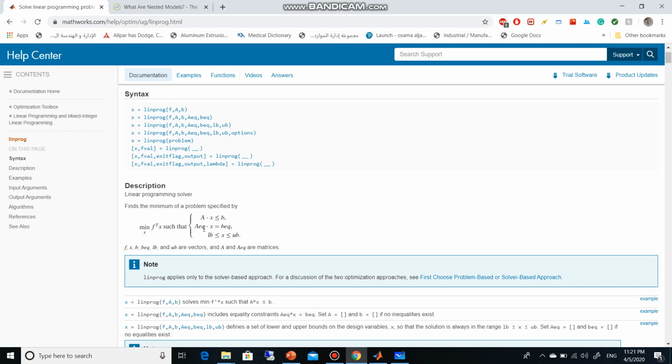Likewise, if you have equalities, they are put in another array, so you will have a dedicated notation for equality. And also you should have the boundary condition for your problem. So this is very critical. Many students, for example, forget to put zeros for their x's, so they get an unbounded solution. So you should consider that.